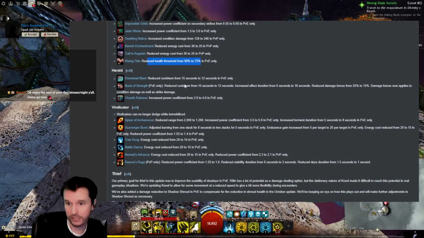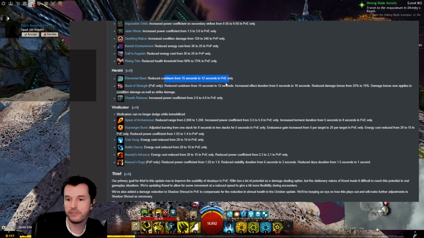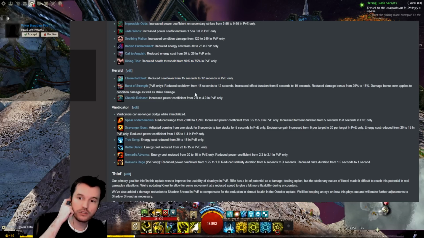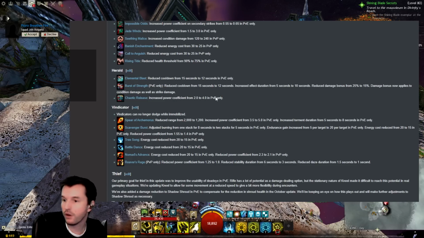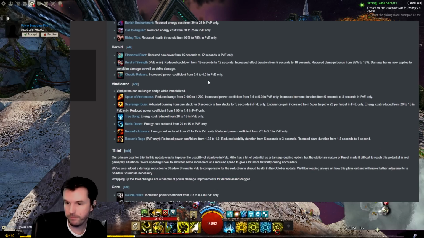Herald specifically, Elemental Blast, the cooldown is going down by 3 seconds in PvE only. Burst of Strength, reduced cooldown by 3 seconds in PvE only. Increased the effect duration from 5 seconds to 10. Reduced the damage bonus from 25% to 15. Damage bonus now applies to condition damage as well as strike damage. So PvE Herald buffs. Chaotic Release increased the power coefficient by double of what it was in PvE only.